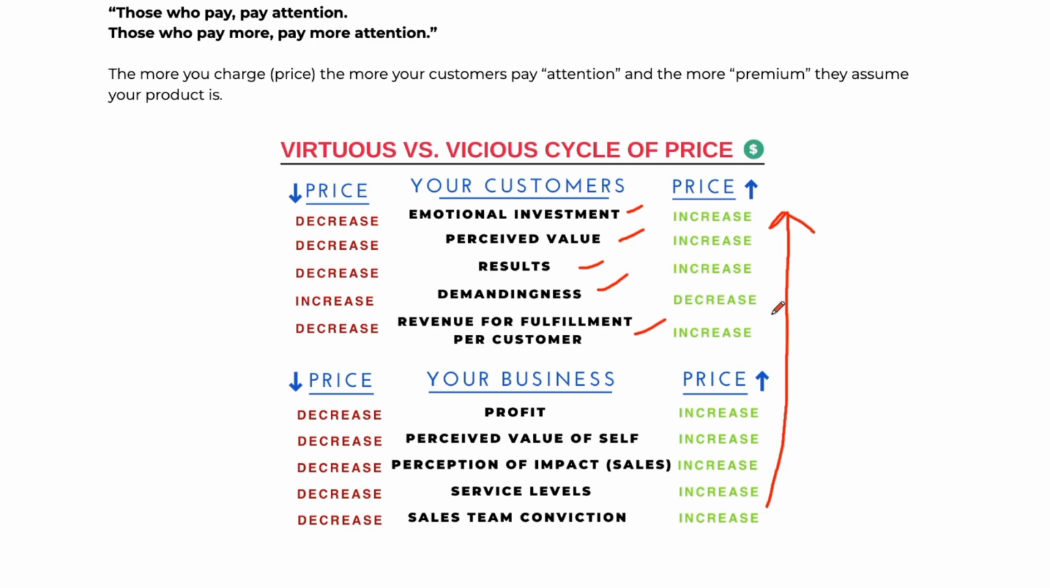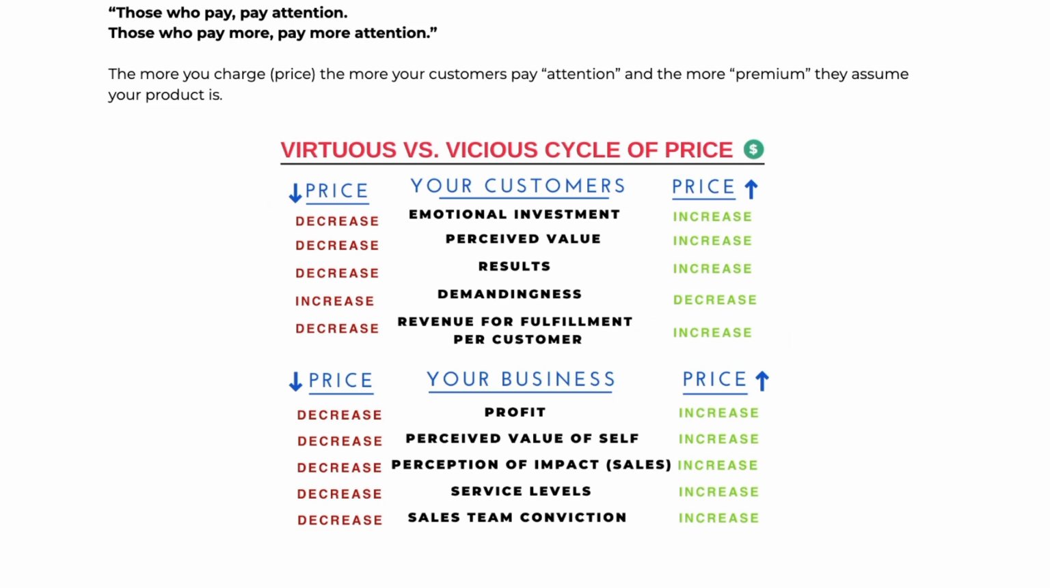And then on the business level, your profit goes up, your perceived value of yourself goes up, your perception of your sales, your service levels, your sales team's conviction, your team's conviction, all goes up when your price goes up, right? And then conversely, the vicious cycle of price is that when all of that goes down, all of these things go down as well. And so that is why there is a relationship between price, value, commitment, and every aspect of your business, your transformation program, and overall your remote wellness practice, okay?